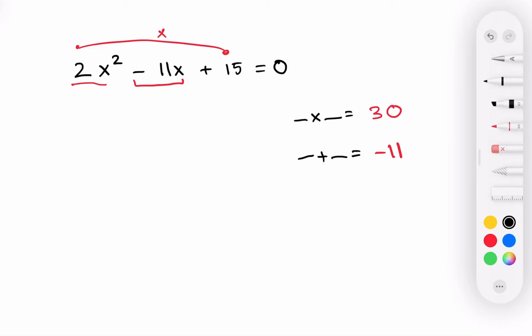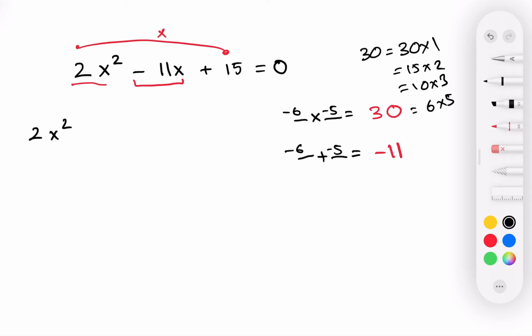The best way to find them is to list the factors of the one that we're multiplying, so 30. 30 times 1, for example, 15 times 2, 10 times 3, 6 times 5. We find 6 times 5 works, specifically minus 6 and minus 5, because minus 6 times minus 5 will give us a positive 30, and minus 6 plus minus 5 is still minus 11. And then we replace the middle minus 11x with the two new numbers. So we end up with 2x squared minus 6x minus 5x plus 15 is equal to 0.